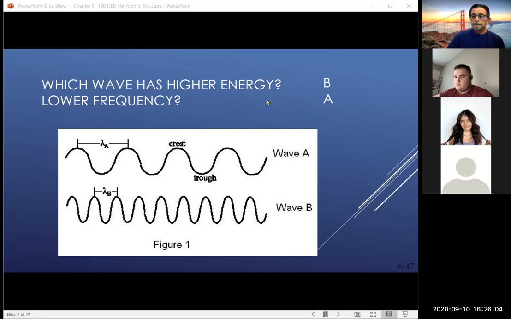So I have a question. Yeah, sure, Nathan, go ahead. So you're saying that the shorter the wavelengths are from each other, the more energy that wavelength has. Okay. So I'll show you in the next slide how you can visualize it. Okay. Thank you. All right.